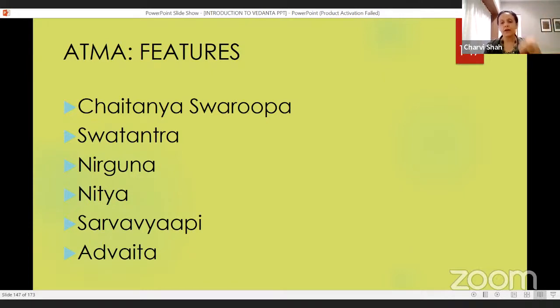And since Atma is Sarva-Vyapi, since it is all-pervading, we can derive this corollary that Atma is Advaita also. Since it is all-pervading, there cannot be a second. If there is a second, it will limit the first one, and the first will limit the second. So, Atma is Advaita. These are the features of Atma that we have seen so far.